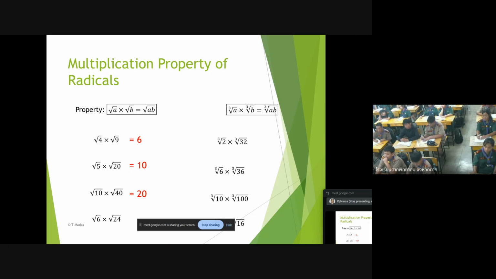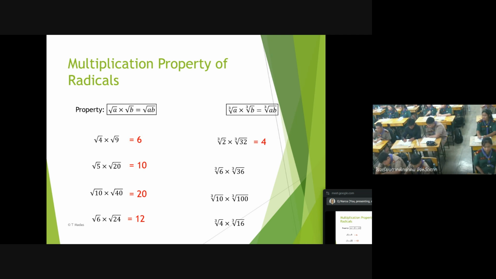What is the answer? The answer is 12. Okay? Now, in cube root, same process, same rule. So we just need to multiply the radicand that we have, 2 and 32. Okay, 32 times 2, we have 64. And what is the cube root of 64? We have 4. 4 times 4 times 4.